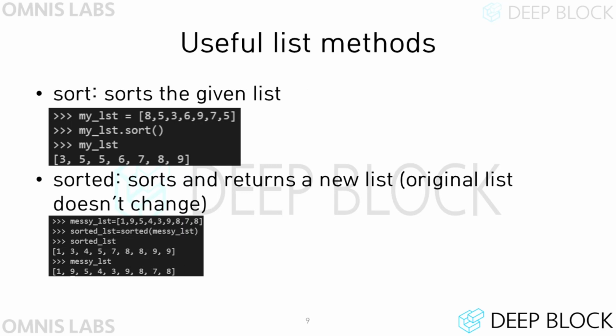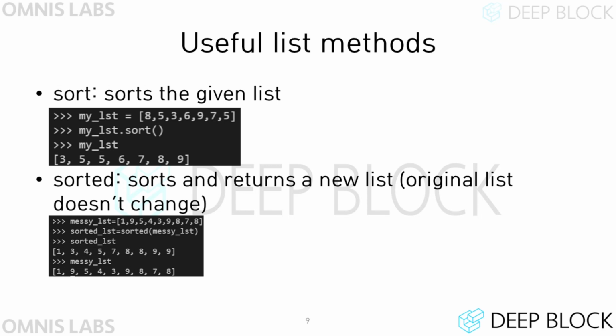The list type provides various methods. For example, if you want to sort the elements in a list, you can call the method list.sort. After calling the method, the elements of the list are sorted in ascending order. Note that when the list.sort method is called, the order of the elements inside is changed.